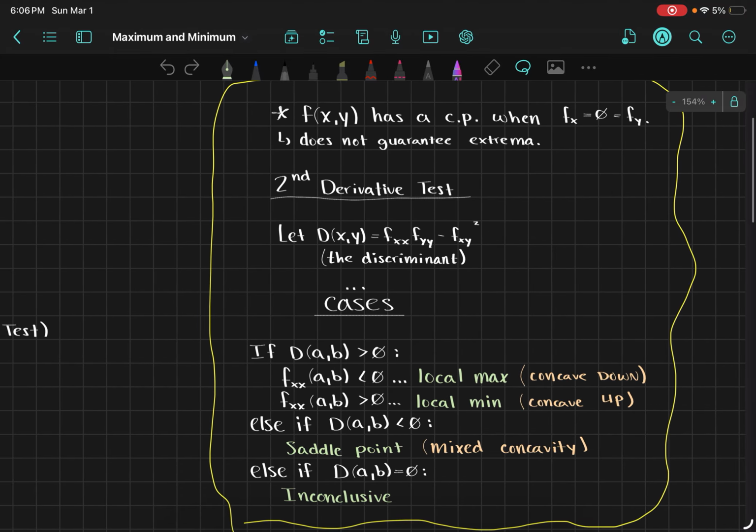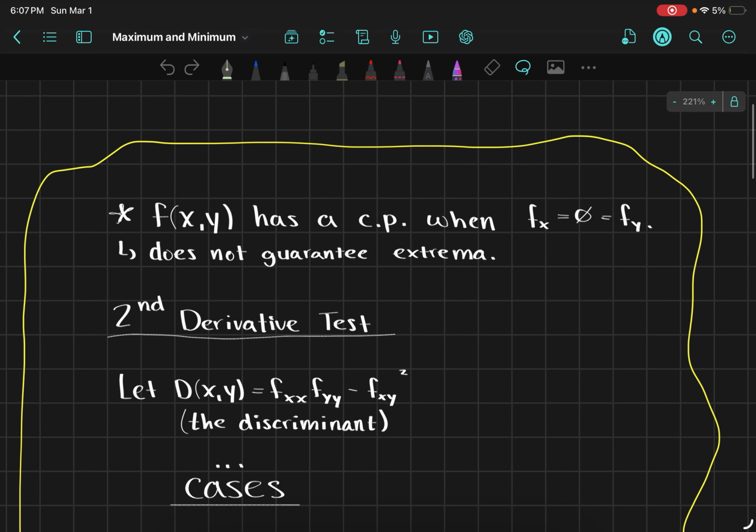So I guess we're getting into the meat and potatoes over here. The theorem is essentially: f of x, y has a critical point when the partial derivative with respect to x is equal to 0 and equal to the partial derivative with respect to y. This does not guarantee extrema. This only guarantees that it's a critical point. It's not going to guarantee that it's a local maximum, or a local minimum. Just because we have one critical point doesn't mean that it has to be either of those things. So it does not guarantee extrema.